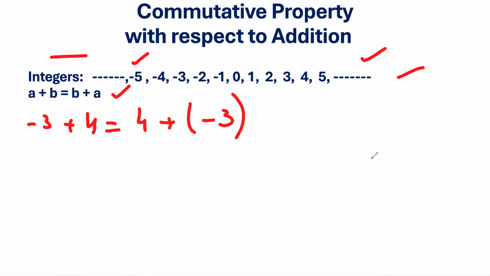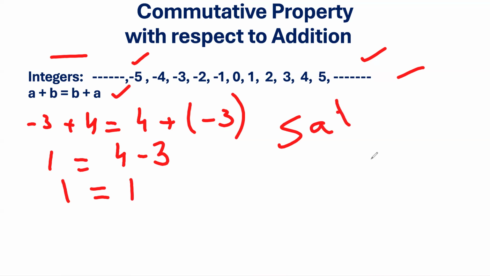-3 plus 4 will give you 1. 4 minus 3 is 1. And this is 4 minus 3. 1 is equal to 1. So the left-hand side is equal to the right-hand side. It means that this property is satisfied. Commutative property with respect to addition is satisfied in the set of integers.